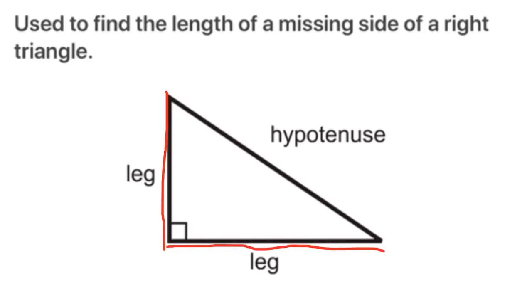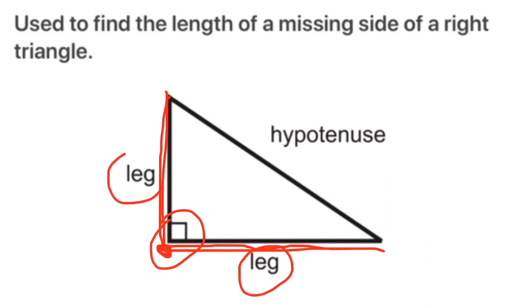So in this triangle, these two sides meet at this vertex to form this right angle, which makes both of these sides your legs. The side of the right triangle that is opposite of your right angle and is not used in forming the right angle is called your hypotenuse.